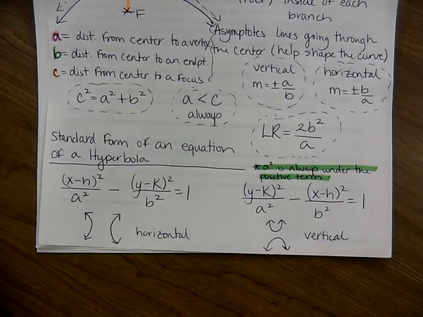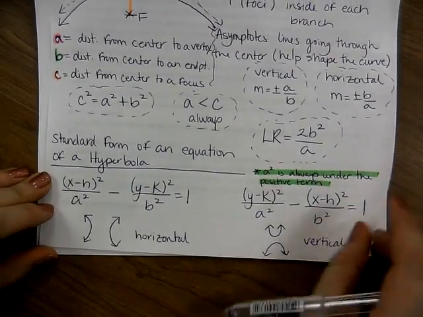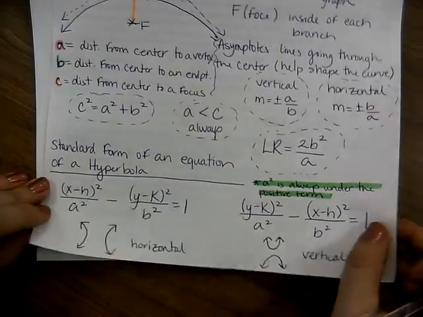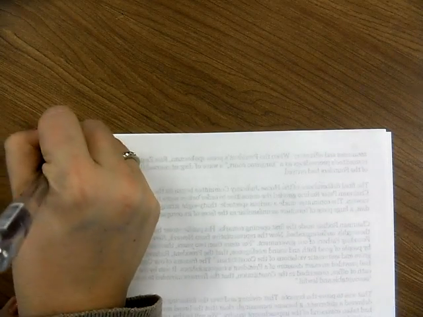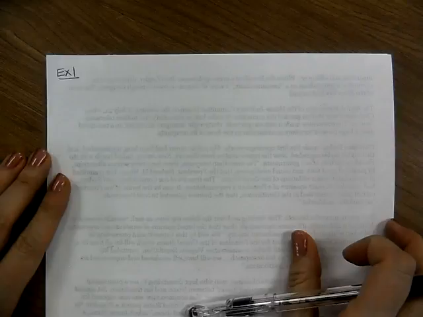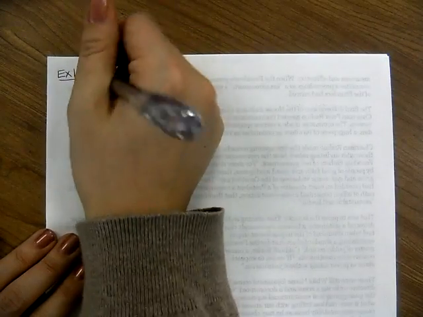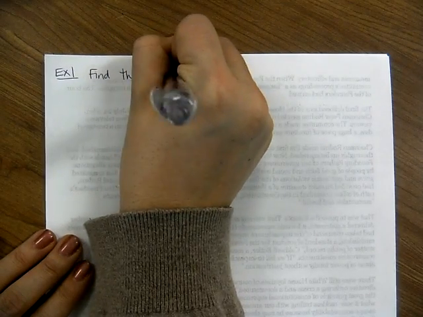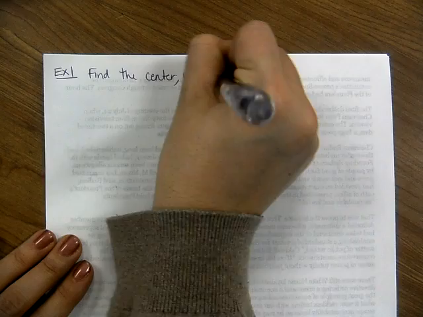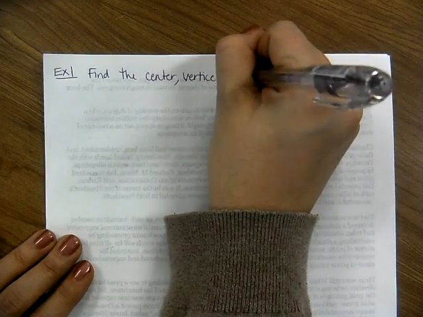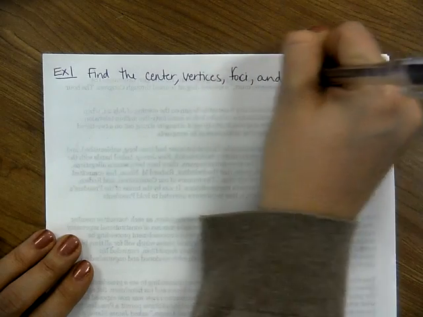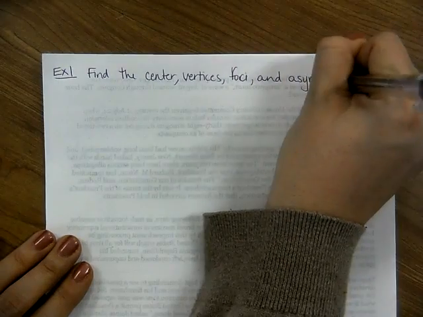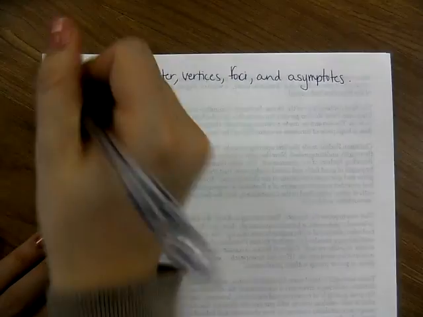Because right now it feels a little different, but it's also going to feel familiar once we start talking about the pieces. Okay? So here we go. Let's turn the page now and let's start a new example. We'll call this example 1. Find the center, vertices, foci, and asymptotes. Sketch and label a graph.